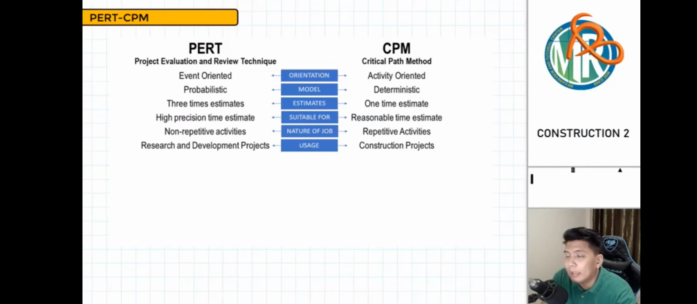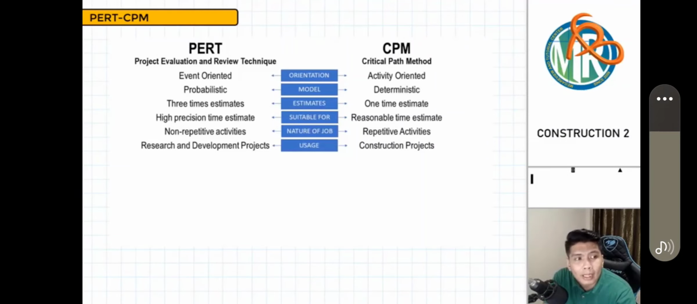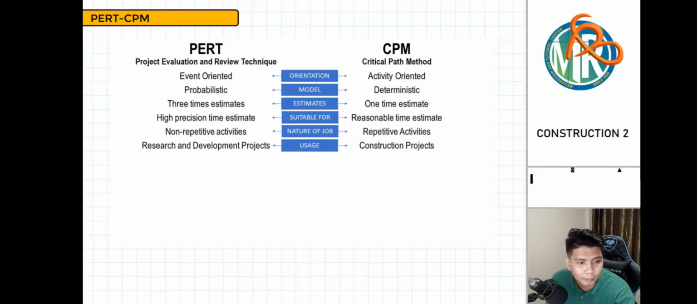So now guys, we're already done with the construction estimate part. We will now tackle the planning part. For the planning, we have the PERT and the CPM. So what are they? PERT is the Project Evaluation and Review Technique, and CPM is the Critical Path Method. So what is the difference between the two?